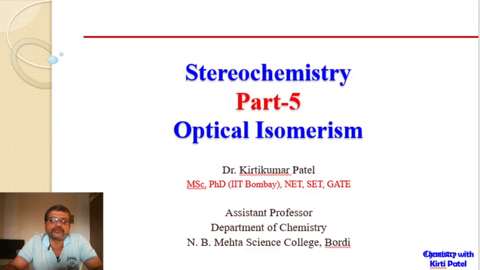Dear students, we are in the fifth part of stereochemistry. In the first four parts, we have seen the definitions of stereochemistry and its classification into structural isomerism as well as stereoisomerism. We have seen different types of structural isomers and different types of stereoisomers. Then we saw molecular projections and the different types of interconversion of molecular projections. Now today we will see optical isomerism.